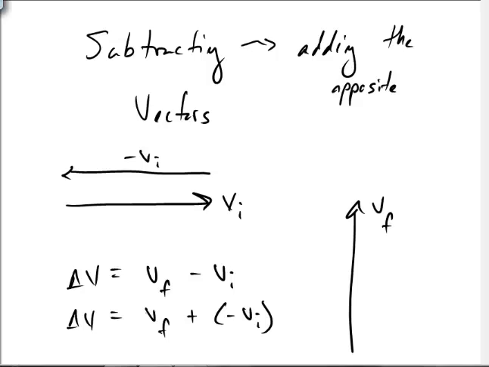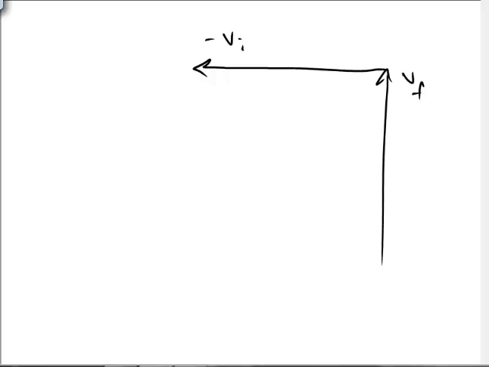As a result of doing that, we get a slightly different look at this. If I say vf plus negative vi, I can still do tip to tail, but I just have to remember that I'm turning that original positive vector around. So it would be vf plus negative vi, and the resultant vector is somewhere over here, something like this. And that is the resultant vector. So this is the change in the velocity.